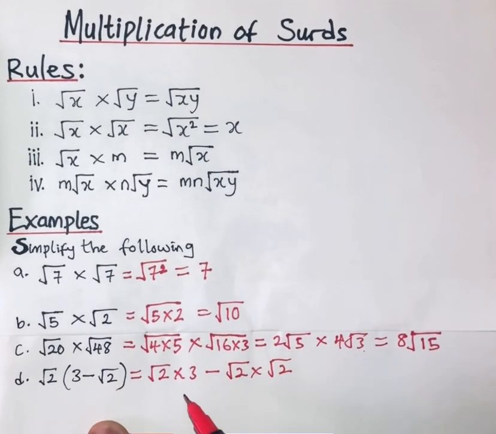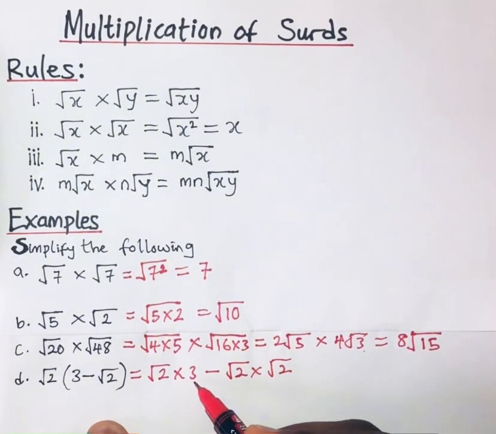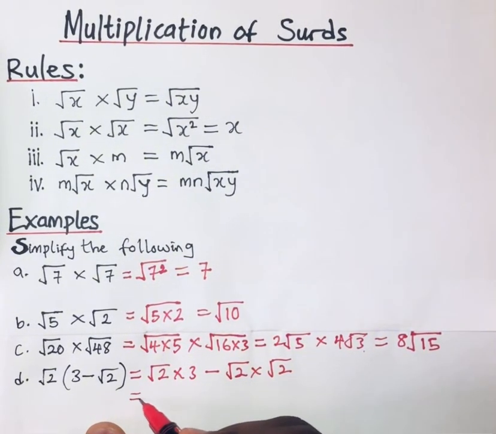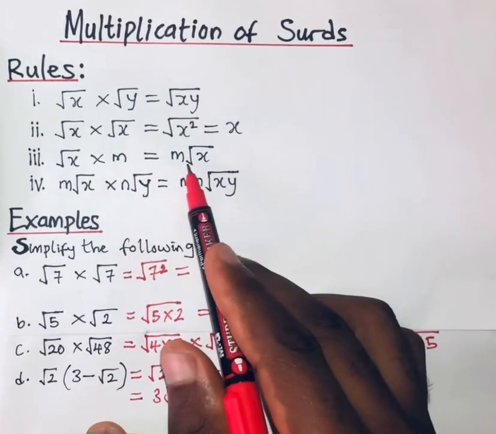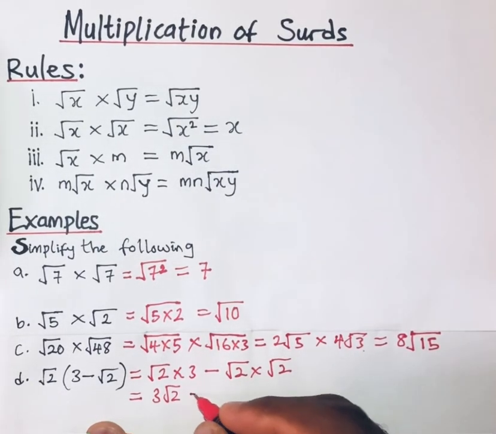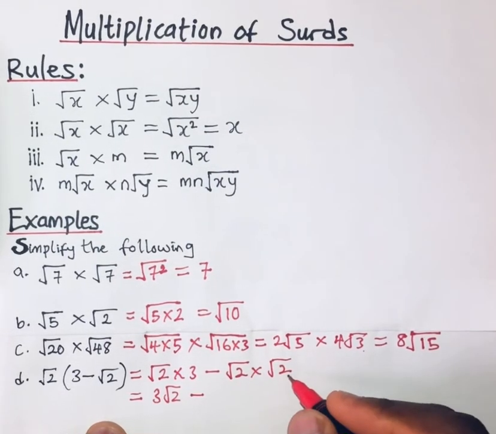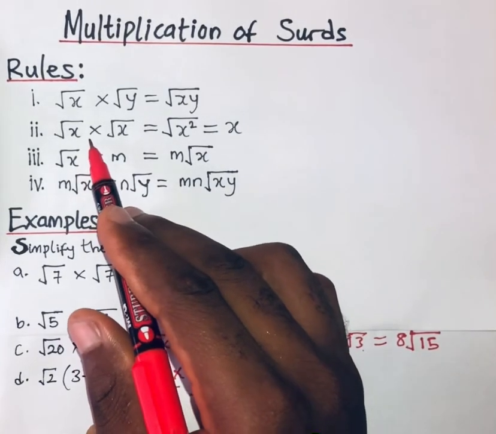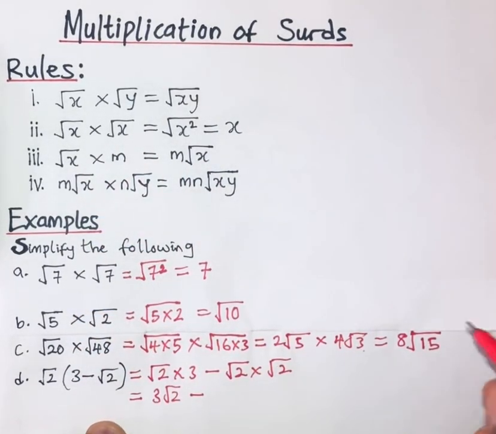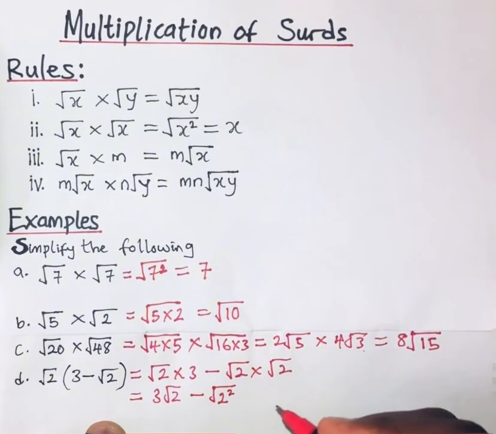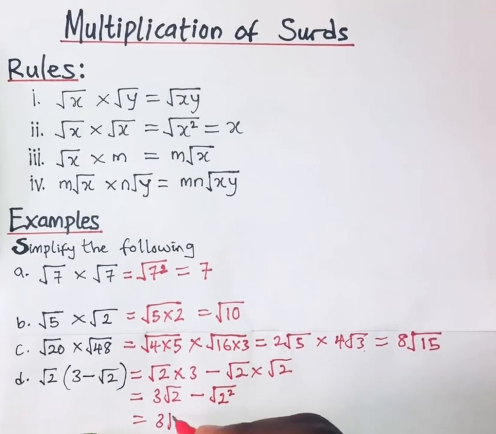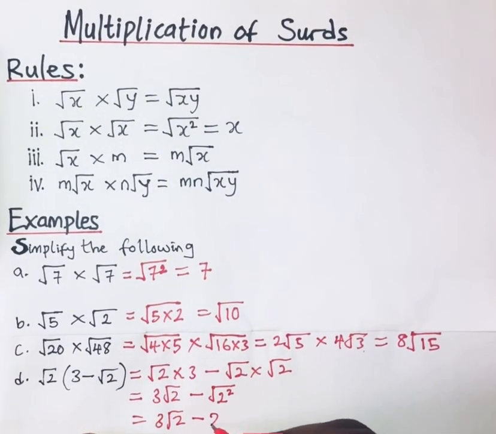So if you look at the third law, you see that this first part follows that third law. You are multiplying a surd with a rational number, and that is going to simply give you 3 root 2. The rational number becomes the coefficient. Then going forward, root 2 times root 2 follows the second law. Since they have the same radicand, it's just simply going to be root 2 squared, and that's going to be 3 root 2 minus 2, and that's your answer.